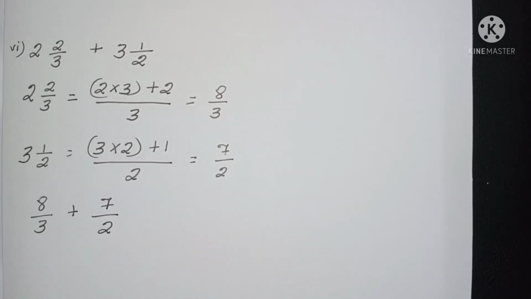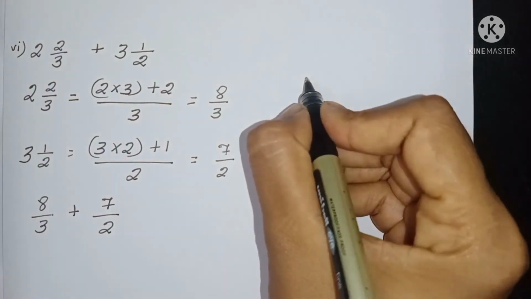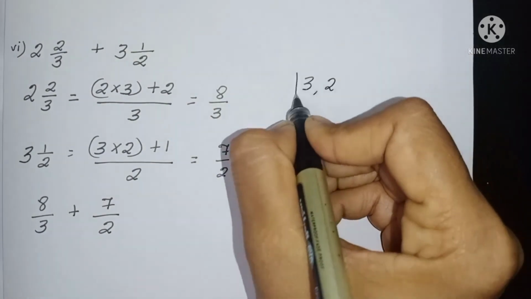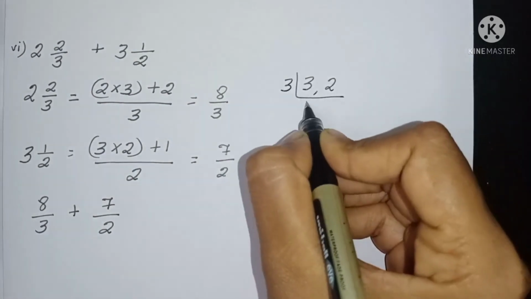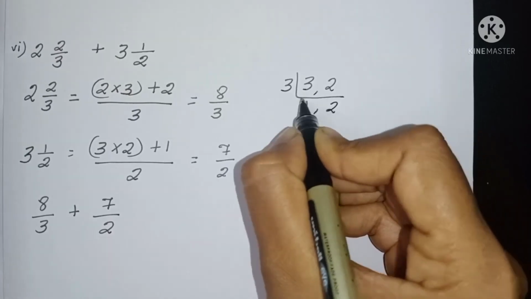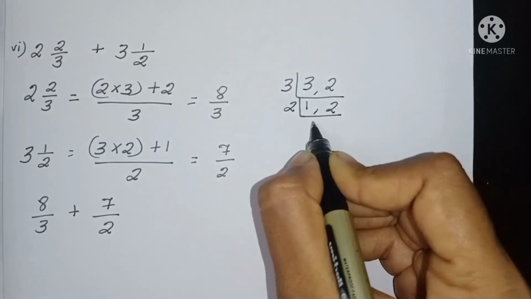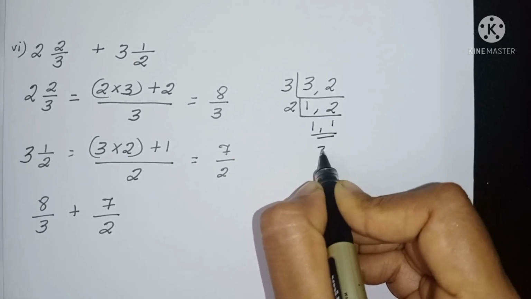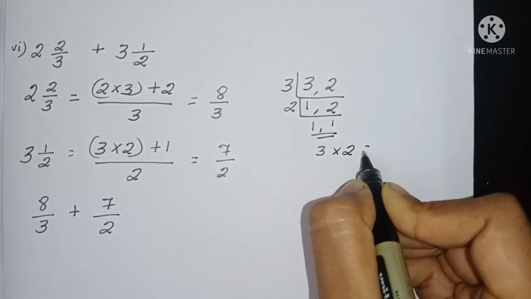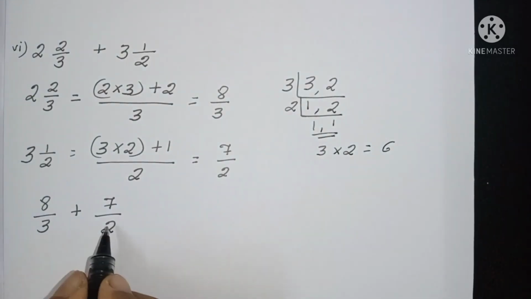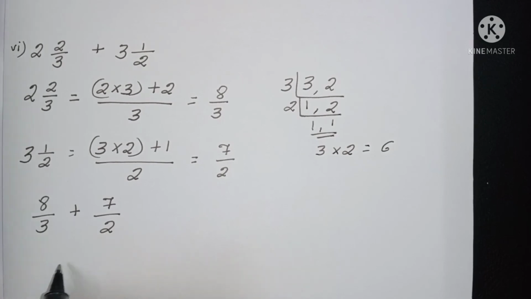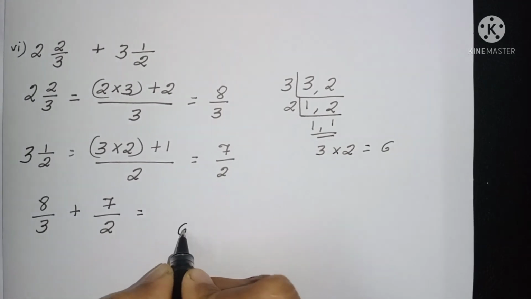So first we have to take the LCM of 3 and 2. By 3 when you are dividing, 3 1s are 3, 2 not possible. Again by 2, 2 1s are 2. When you are multiplying, 3 into 2 is 6. So our new denominator will be 6.